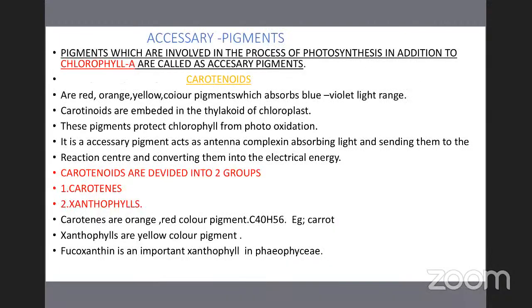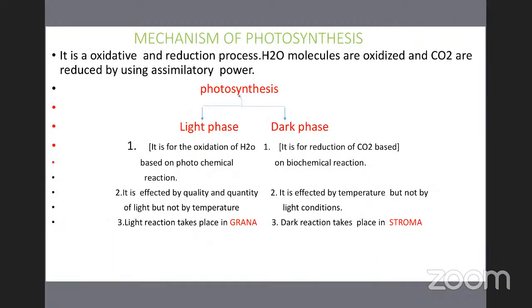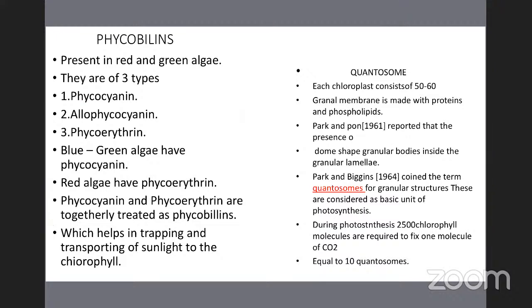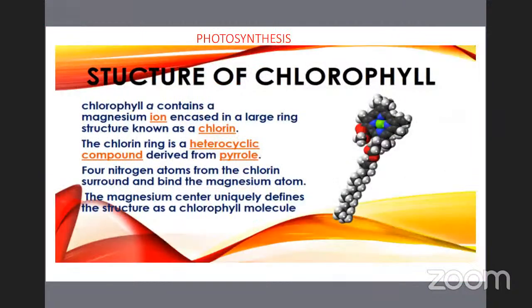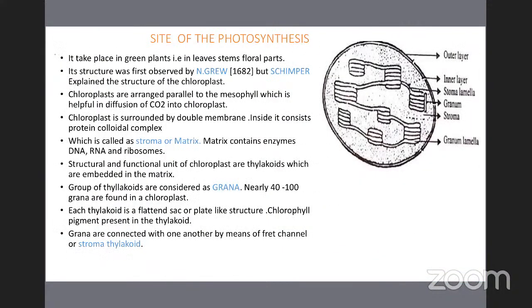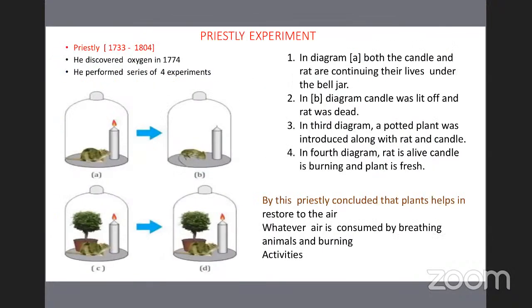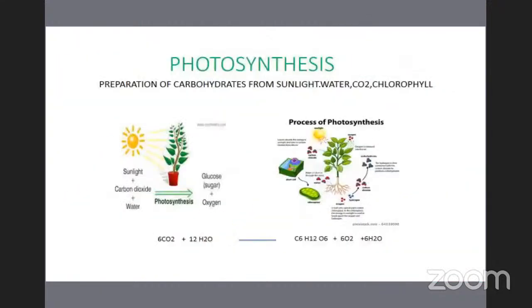The next. This is the equation of photosynthesis. With this, we have completed the introduction portion of photosynthesis. That means where photosynthesis takes place, what structures are involved, and what investigations were done by different scientists to prove the factors essential to perform photosynthesis. All these were discussed in our previous slides.